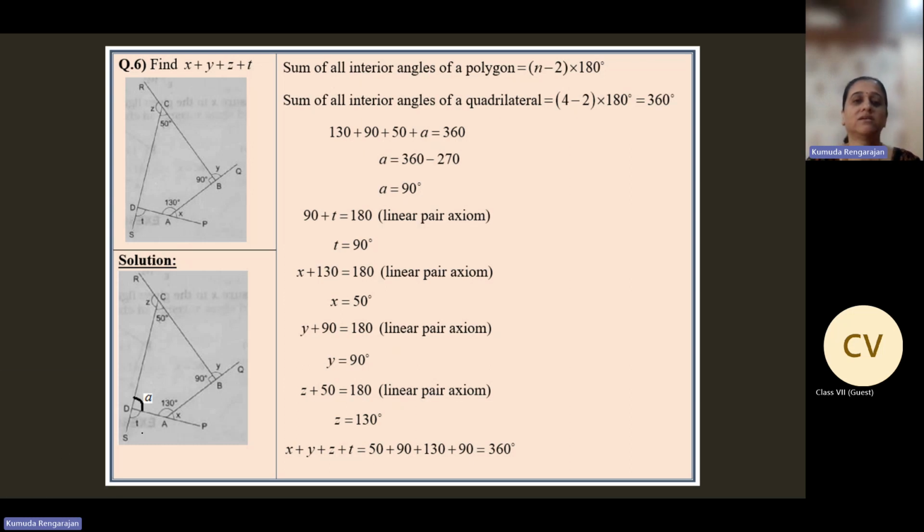Now find all the exterior angles. So what do we have? 90 plus T, that is A plus T, right? A plus T is equal to 180, linear pair. So like that you can find T. Then X plus 130 is equal to 180. So with this you can find X. Then 90 plus Y is equal to 180. So you can find Y, and then 50 plus Z is equal to 180. So Z is 130.